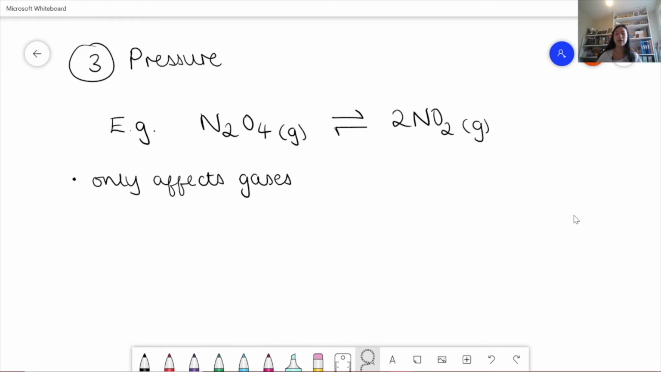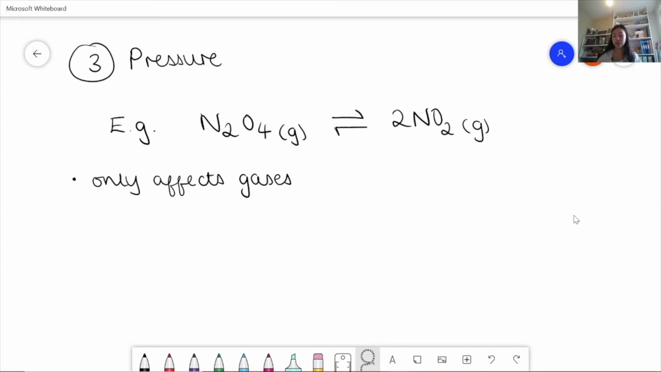So the third way in which we can alter a reaction is by altering the pressure. And this only affects gases. And also, one thing to note is that the equilibrium will only be changed if there are a different number of molecules on each side of the equation. So for this example, the equilibrium can be changed because there are 2 moles of NO2 on one side and 1 mole of N2O4 on the other side.